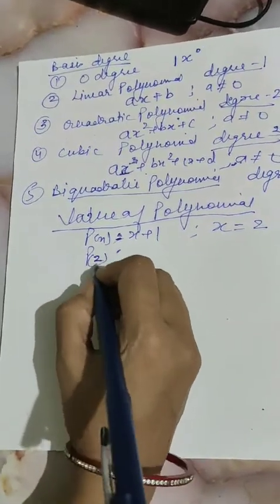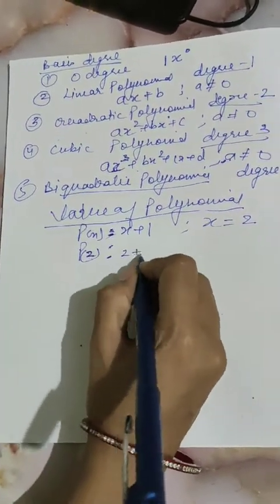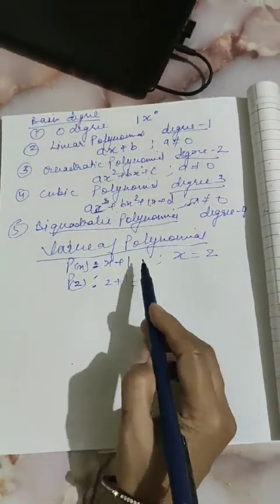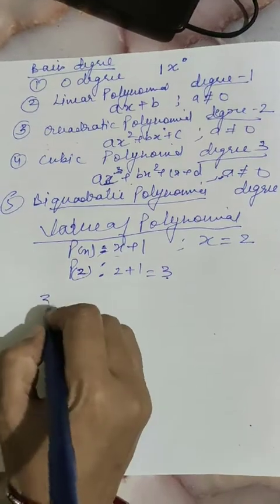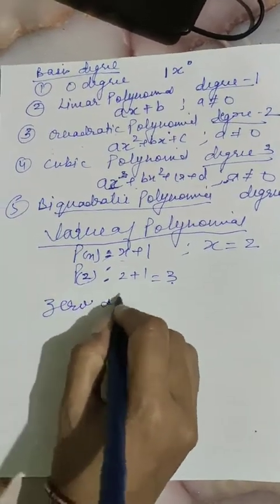So I will put x equal to 2. It will become 2 plus 1 equals 3. It means the value of the polynomial at x equal to 2 is 3. The next term is zero of a polynomial.